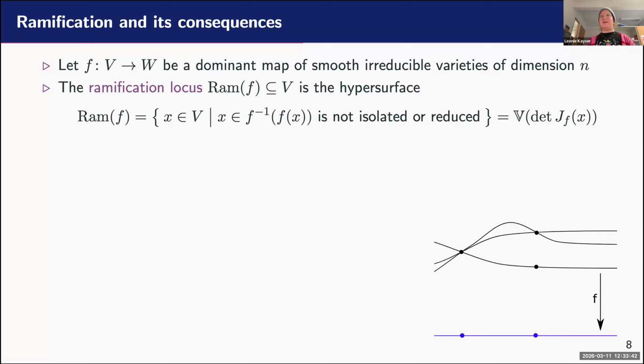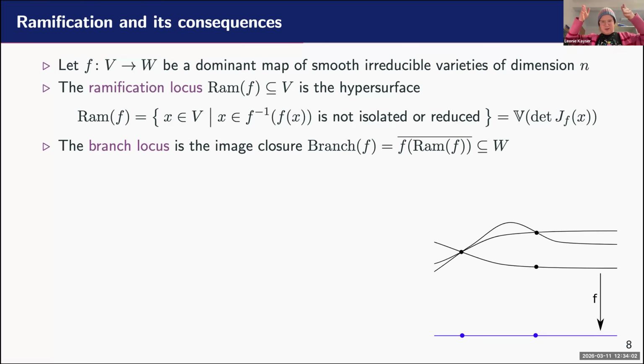And if you want to compute it, you just take the Jacobi determinant. So we take two varieties of the same dimension. So they have the Jacobi map as a square matrix locally, and its determinant vanishing exactly tells you that you're in the ramification locus. And the branch locus is then just the image of the ramification locus.